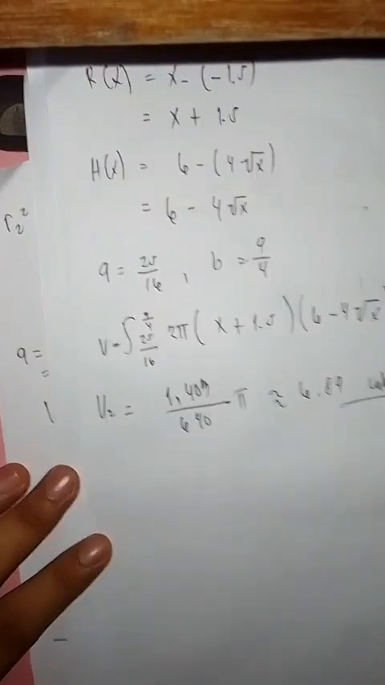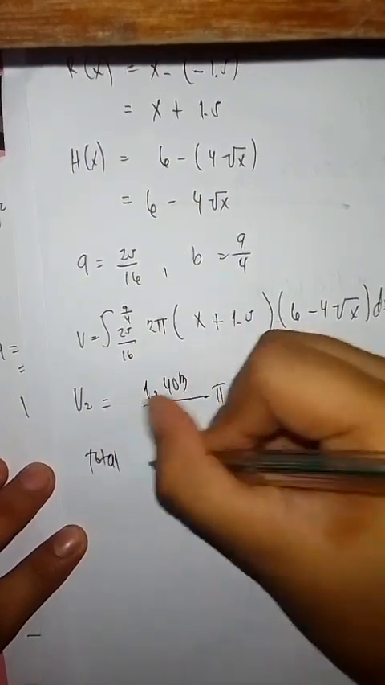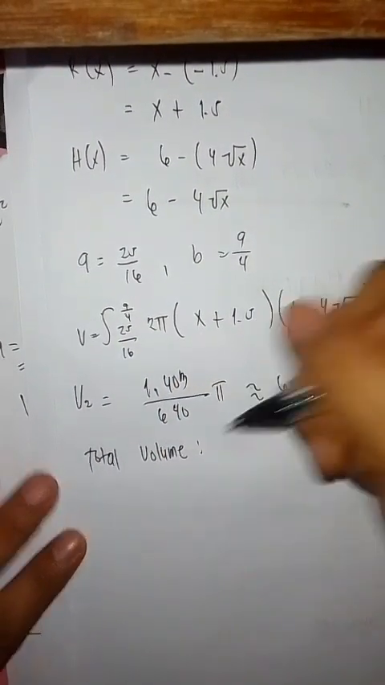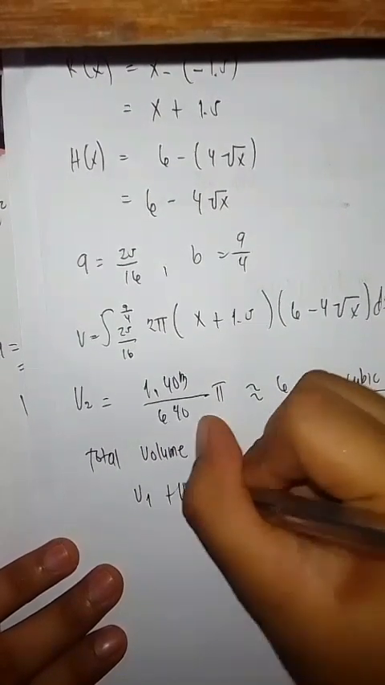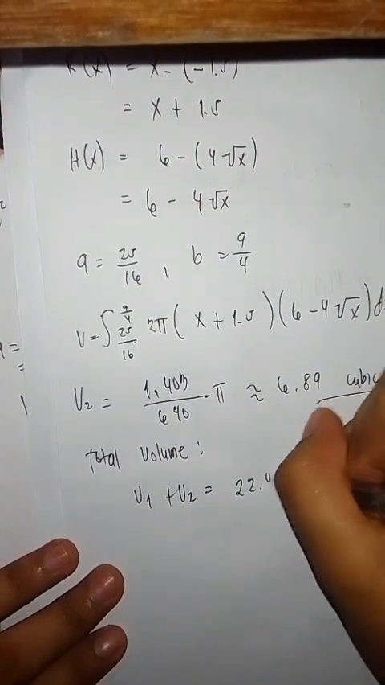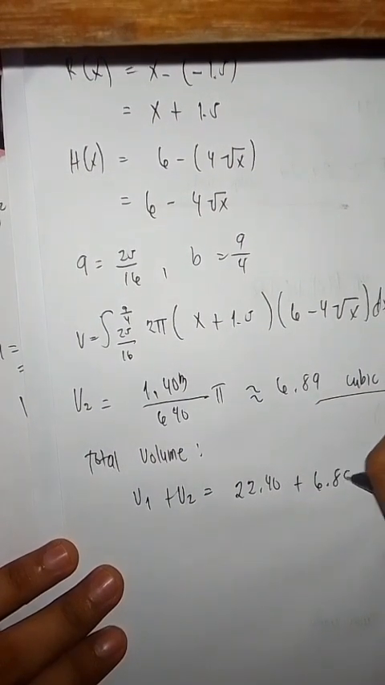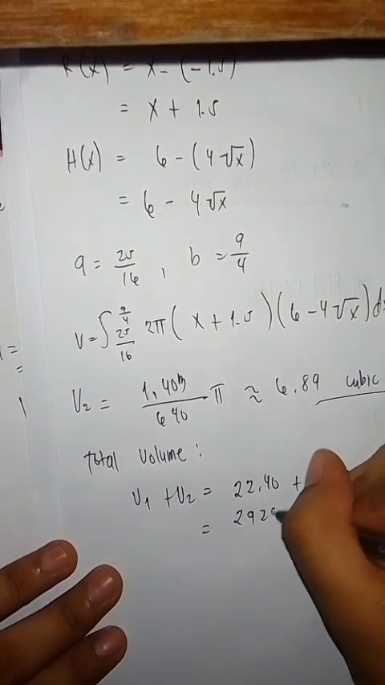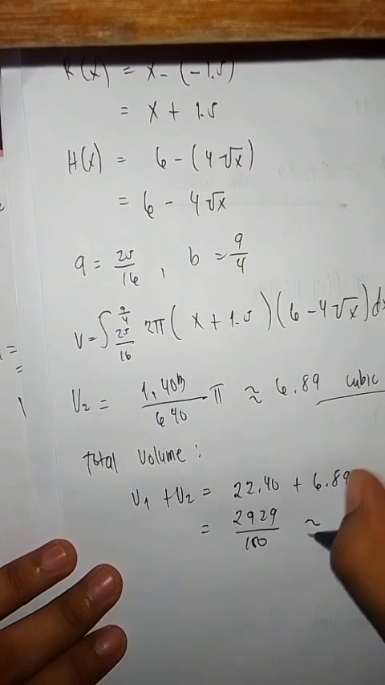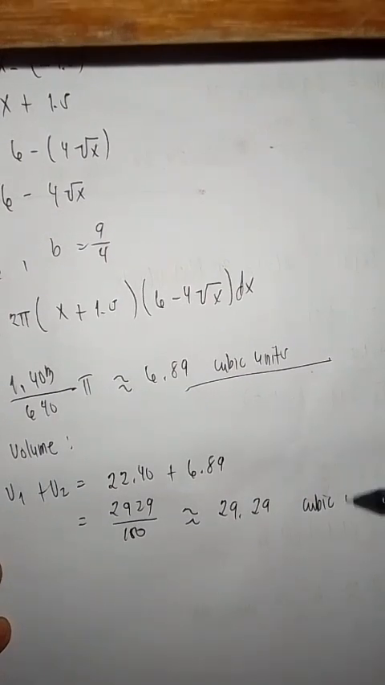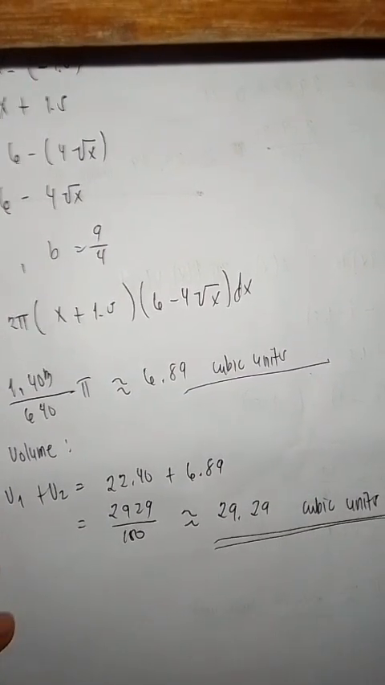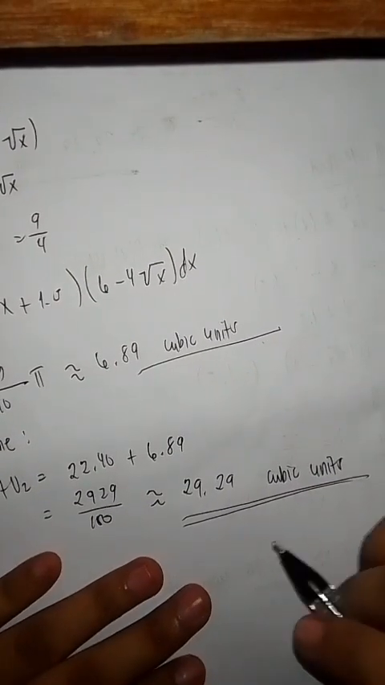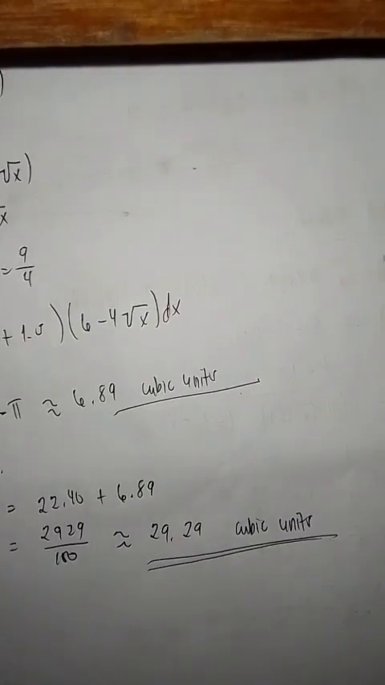Now, to get the total volume, we will add volume number 1 and volume number 2. So this will become 22.40 plus 6.89, which is equal to 2,929 over 100 pi, or approximately 29.29 cubic units. So, as we can observe, we get the same volume in the shell method. So that's all. Thank you.